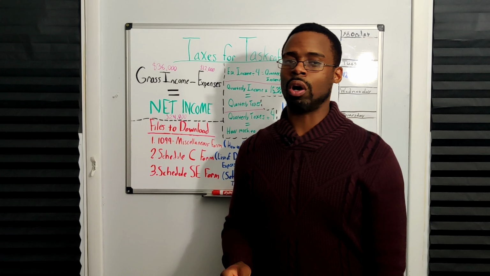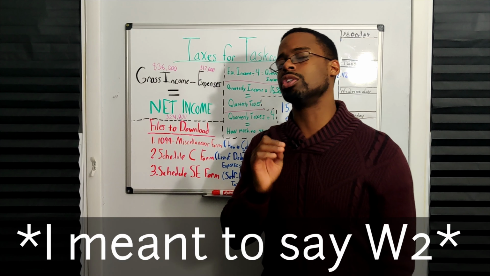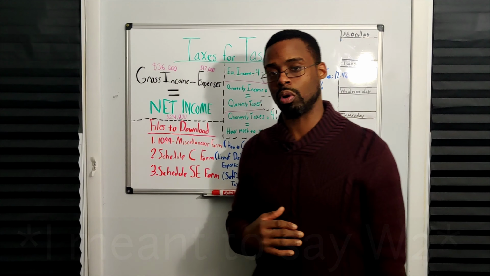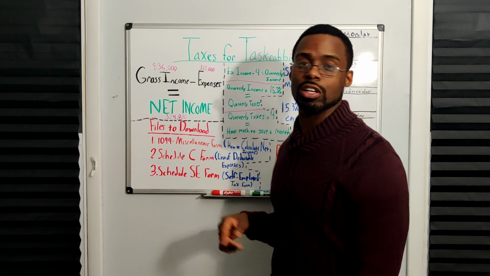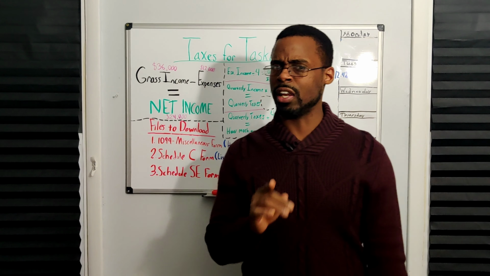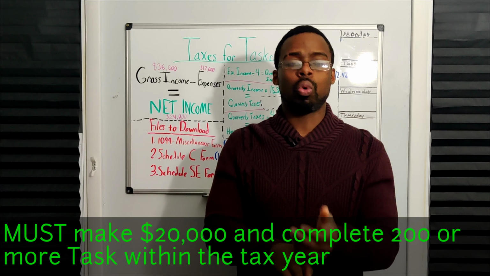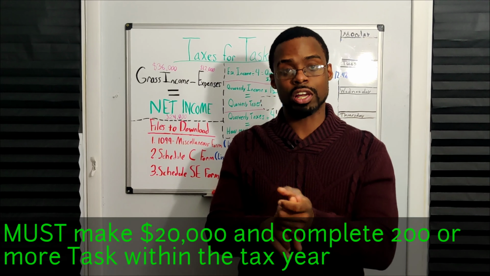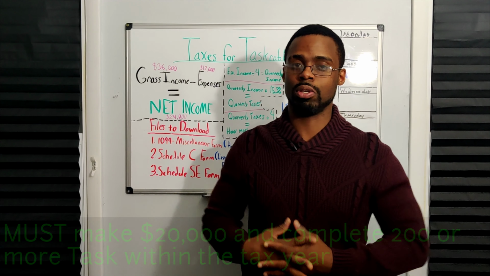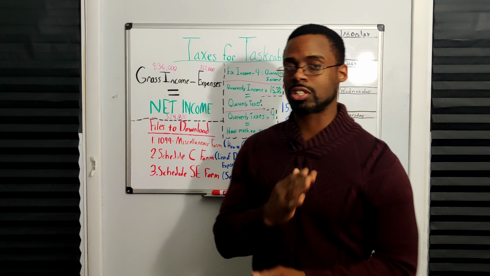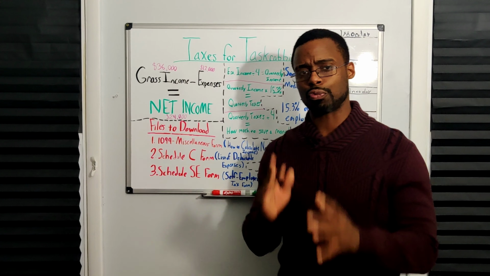Now, some of y'all might be wondering, well, doesn't the company just send out a W-4 form? The answer is no, they do not send out a W-4 form. The only thing that they will send out is a 1099 miscellaneous form. And they will only send out those forms if you made $20,000 in this year and you did over 200 tasks within the same year. Regardless of whether the company sends you a 1099 form or not, you are still responsible for filing your taxes on a quarterly basis.